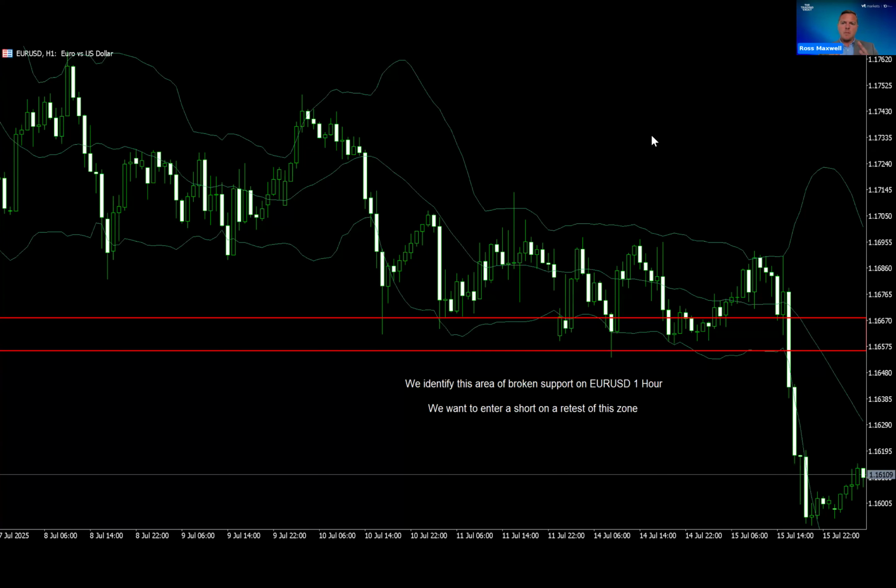So if your support resistance is on a 4 hour chart, you want to move down to maybe an hour, maybe a 15 minute time frame to look for execution.